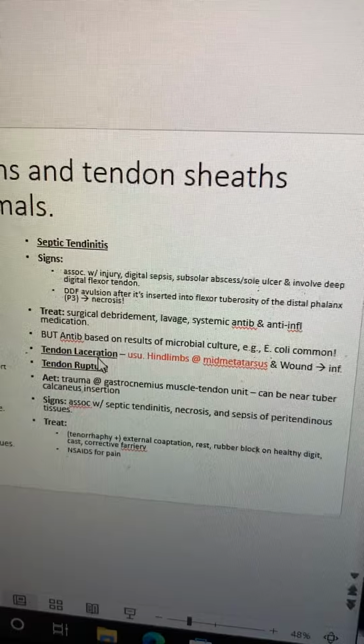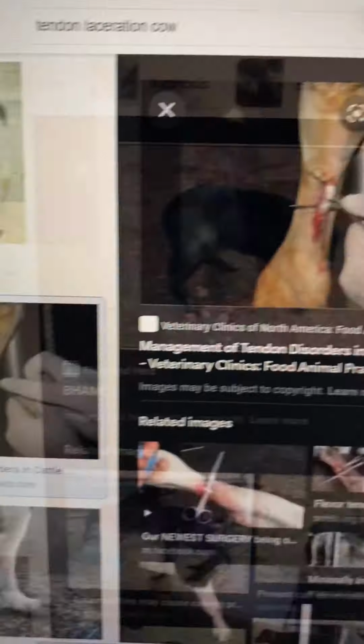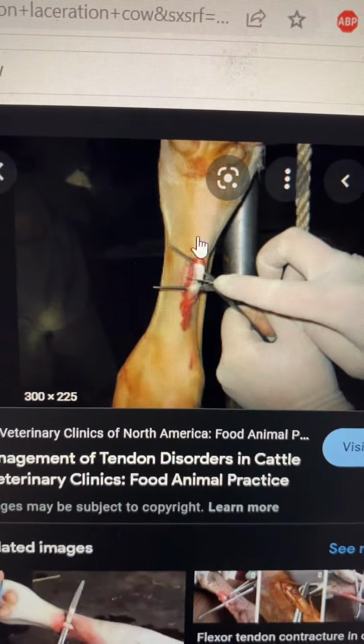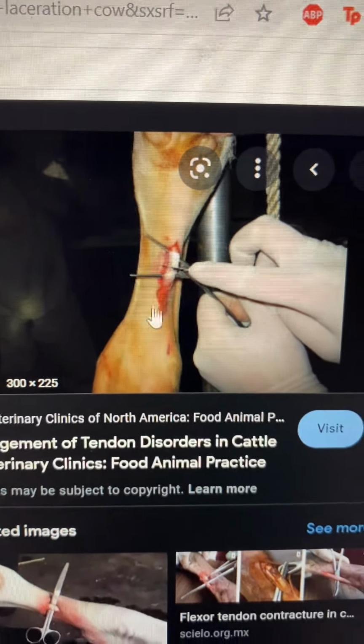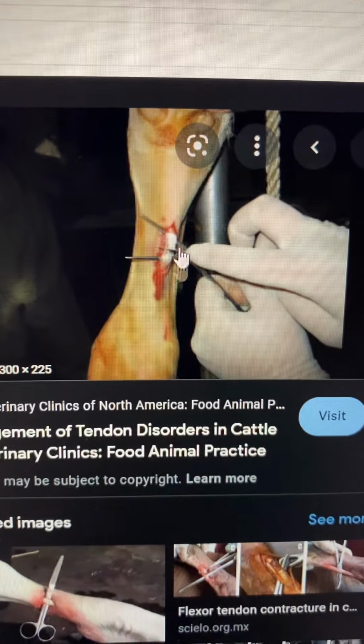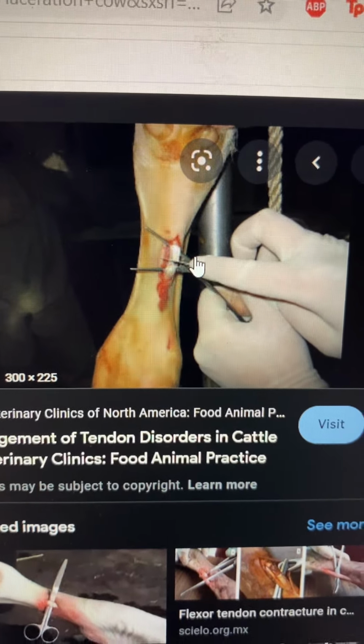The last two are quite self-explanatory, with laceration. I don't know if I have a picture here. Okay, this is a surgery, but imagine this has been lacerated open. It's usually in the hind limbs, in the mid-metatarsal region. And yeah, of course, a wound can lead to infection.